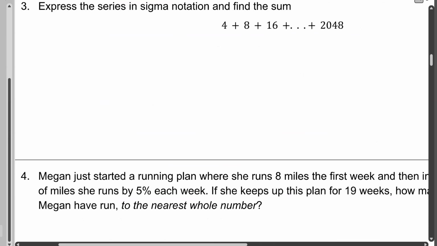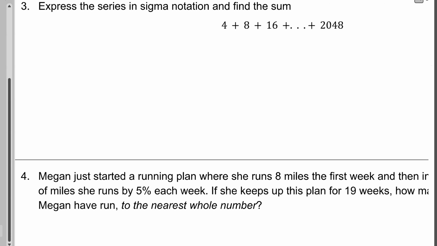But what if I wanted to express a series using sigma notation specifically? I would need to find some general term or the explicit rule to represent all of the terms in the corresponding series. So I notice that I'm doubling every time here. So this is a geometric series. And to find the general term in a geometric series, I could use the formula for a geometric sequence, right? That's the first term times your common ratio raised to the n minus 1.